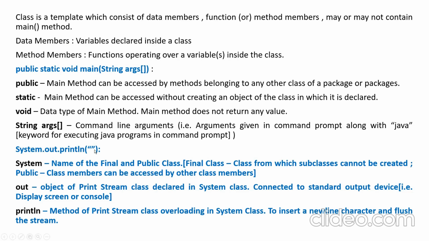Next is System.out.println. System is a public as well as a final class. Public means the methods and variables in that particular class can be accessed by all the other classes, including classes belonging to other packages. Final class means you cannot create a subclass for this particular class. The class is declared final, so it is not inheritable.